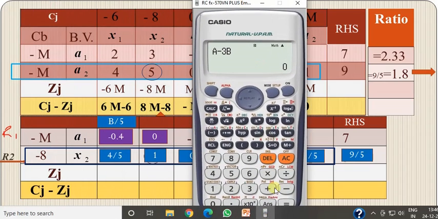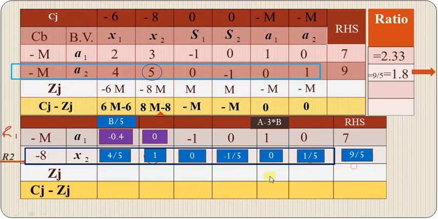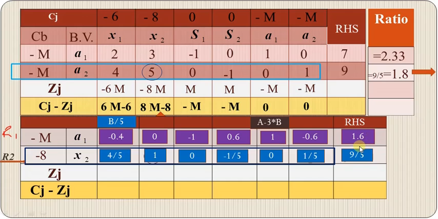So what is the value of a? That is 2. So you can write 2. So what is the value of b? That is 4 upon 5, minus 2 by 5, which is nothing but minus 0.4. So I can write here minus 0.4. Similarly, for the next cells you can write minus 1, 0.6, 1, minus 0.6 and 1.6.